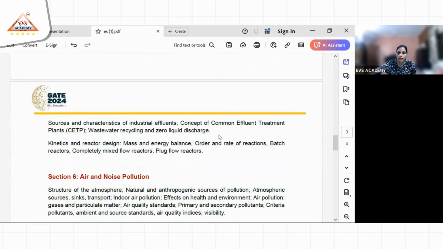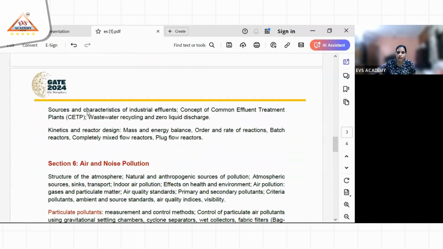After that, these are the characteristics of industrial effluent. Okay, so the effluent which comes from the industry, which is the concept of common effluent treatment plant, wastewater recycling, and zero liquid discharge, kinetics and reactor design, the reactors which we are using for the treatment of this wastewater. Okay, so this is the kinetics, mass and energy balance, order and rate of reaction, which order, first order, zero order, batch reactor, complete mix reactor, and plug flow reactor.